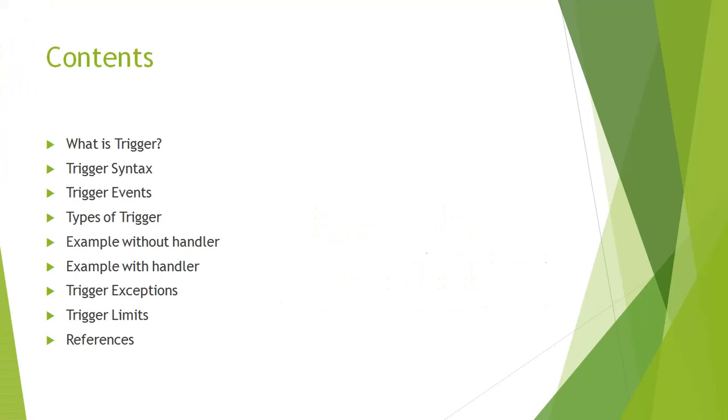So these are the things we are going to discuss. What is a trigger, how we have to write a trigger, what are the events supported by Salesforce, and what types of triggers we have in Salesforce.com, and how we can write a trigger without a handler and how we can write a trigger with a handler, and how we can show exceptions or errors on the user interface through triggers based on certain criteria, and what are the limits we have on triggers, and what are the references we have to learn more.